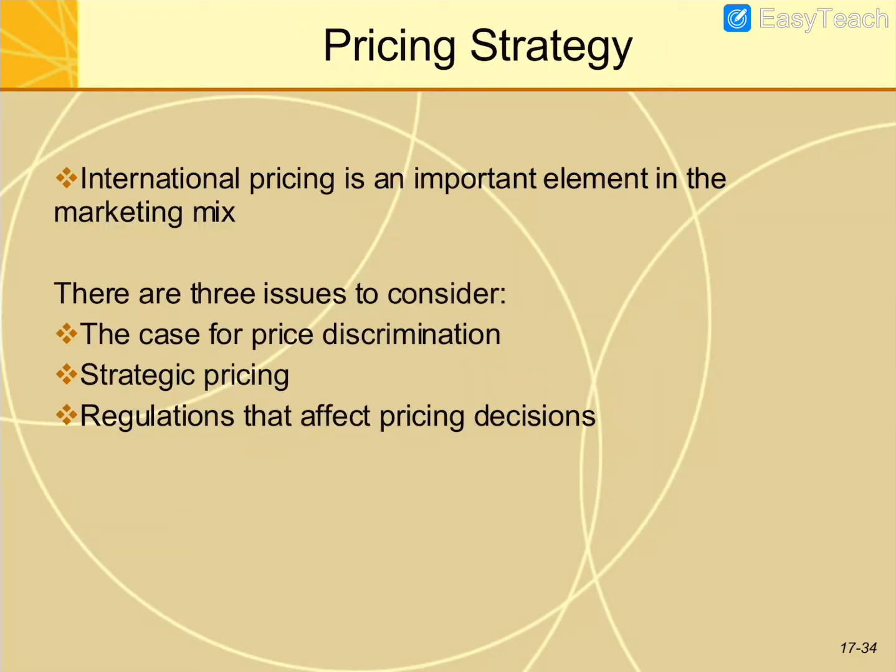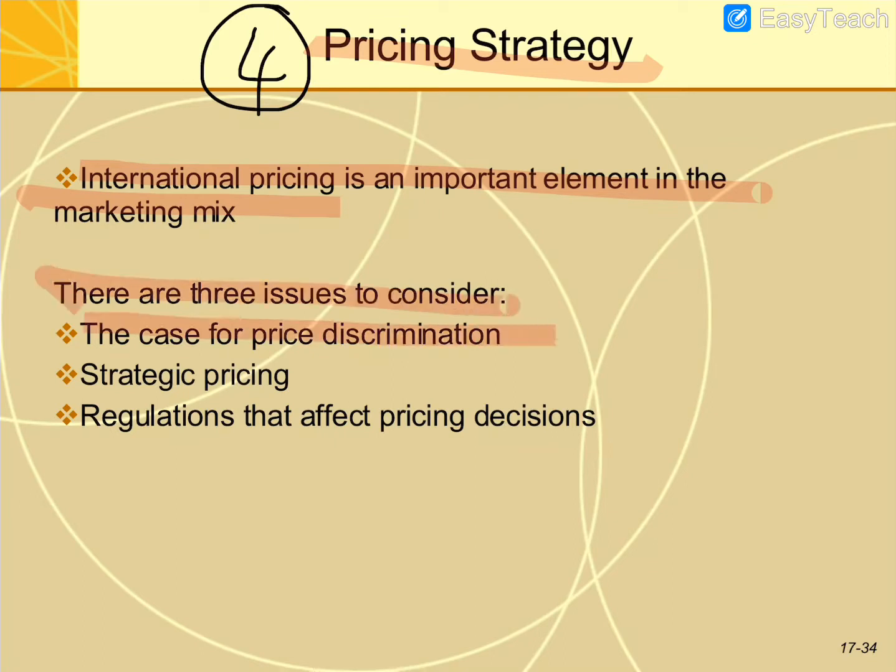Okay, next we go to the last component of the marketing mix, which is pricing strategy. So international pricing is an important element in the marketing mix. Okay, you must know international pricing. There are three issues that need to be considered in pricing strategy: price discrimination, strategic pricing, and also regulations that affect pricing decisions.